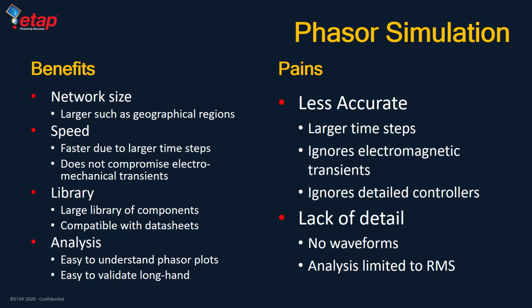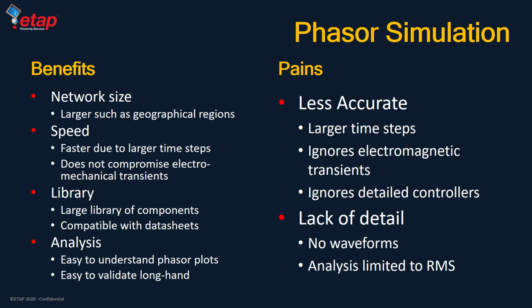The benefits of a phasor domain are its ability to model large networks without sacrificing simulation speed. Also, you typically have access to a larger library of components because the data from manufactured data sheets is compatible with the data that phasor engines require. Another benefit is the analysis, which is easier in the phasor domain because we're mostly trained to validate phasor type results by hand. Similarly, plots are easier to inspect in the phasor domain.